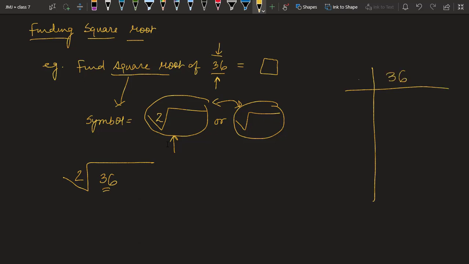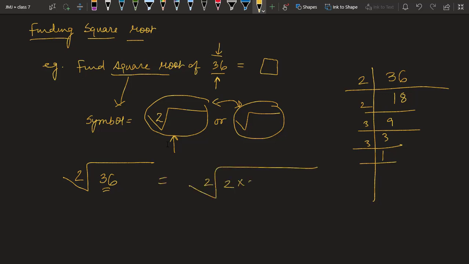It will be coming 2 2s are 18, 2 9s are 18, 3 3s are 9, and 3 1s are 3. So we can write this complete 36 as 2 into 2 into 3 into 3. Now, what is the rule of coming out? This square root is like a trap. It will allow only those numbers to come out which are in pair.